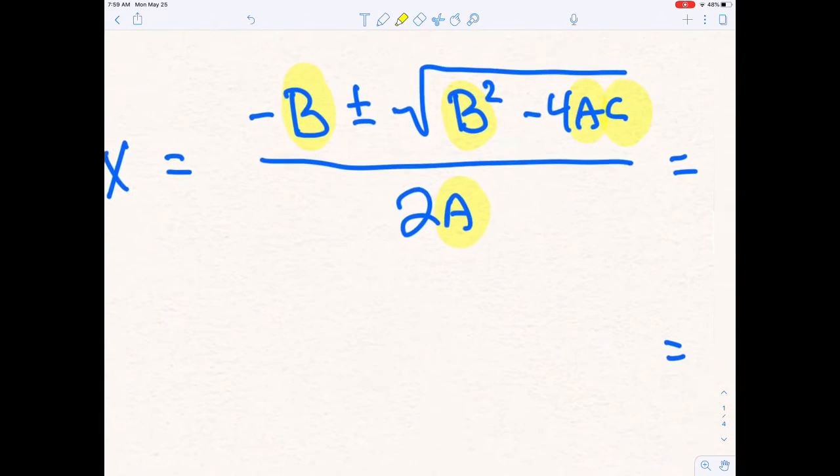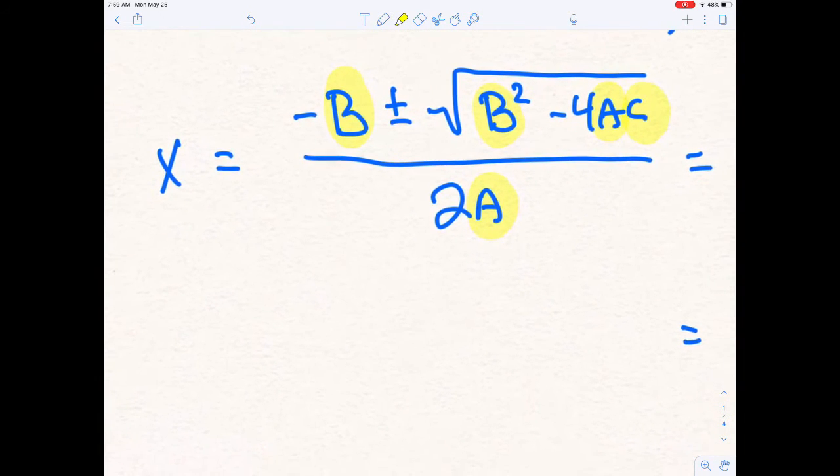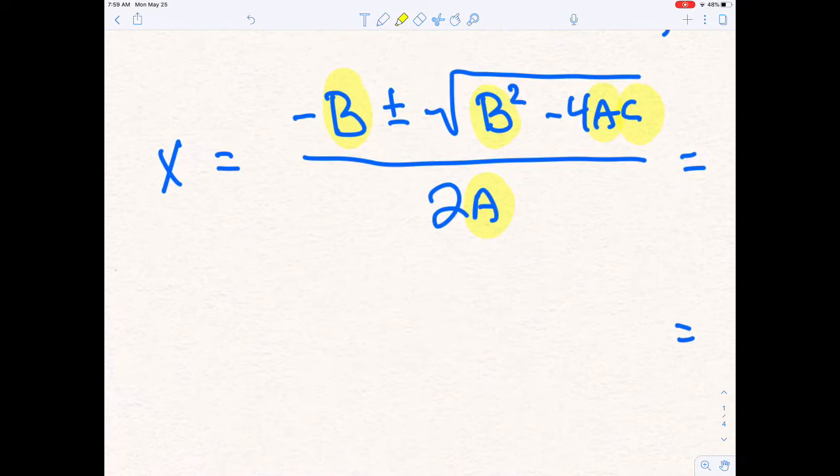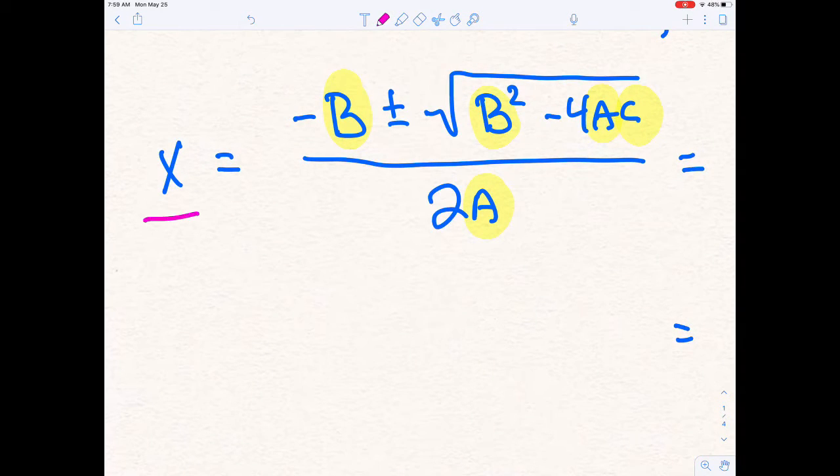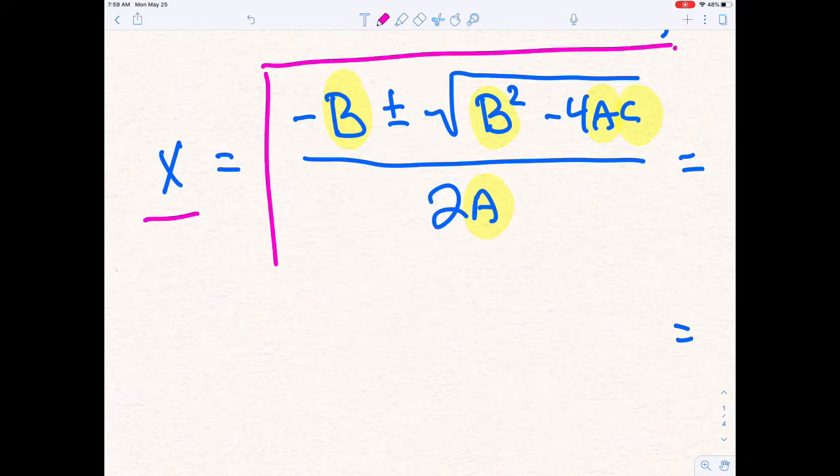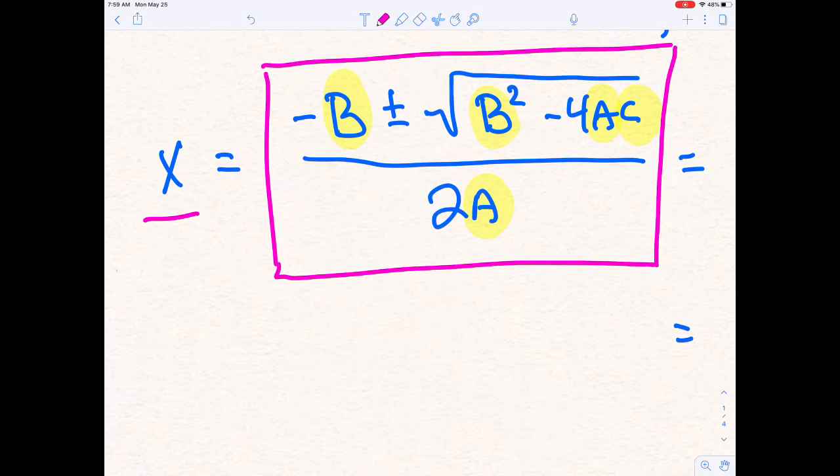And what I want you to observe is we literally just put all of our numbers in the a, the b, and the c spot. And now we have no more variables except for x. And when we're done evaluating this expression, we will have whatever x equals.